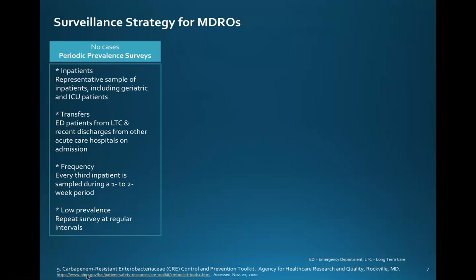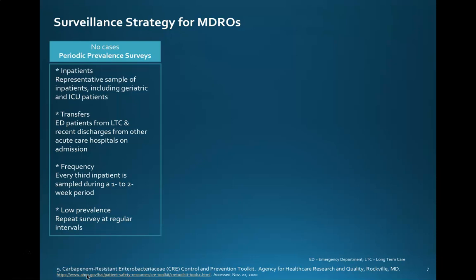So if you were to implement a surveillance strategy for a multi-drug resistant organism, what would that look like? At the point where you have yet to detect any cases, you would want to conduct periodic prevalence surveys. And this would mean taking a representative sample of your inpatients, including those in high-risk populations, for example, geriatric patients or patients in the ICU.